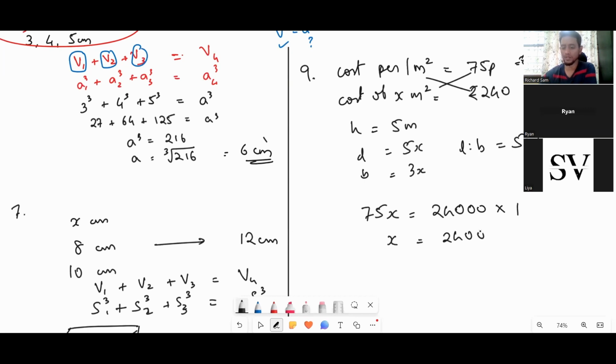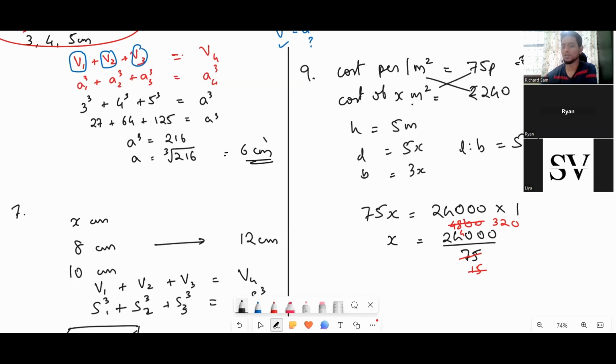So x is equal to 24,000 divided by 75. Which tables? 5, 15. 5 fours are 20, 40. Again 5 threes are 15. Can we do directly in 15 tables? 15 threes are 45. 45, carry 3. Then 2 fives are 10, plus 3... Then 2s are 30. Okay, so we got x. So what is this x now? 320.